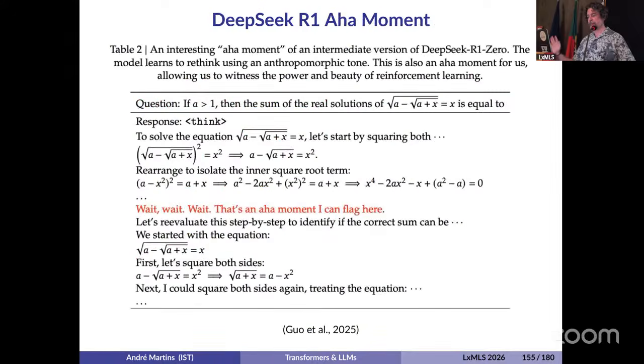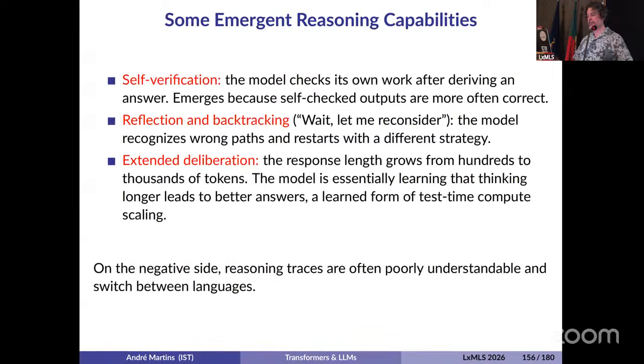So there was this aha moment that they highlighted in the DeepSeek R1 paper, which was quite interesting. This was for a mathematical problem. The model was trying to go down some path. It was not making a lot of progress, but then it generated the word, "wait. There's an aha moment that I can flag here." And then eventually it found the correct solution to this problem. So this actually shows an interesting property here. The model tends to check its own work after deriving an answer.